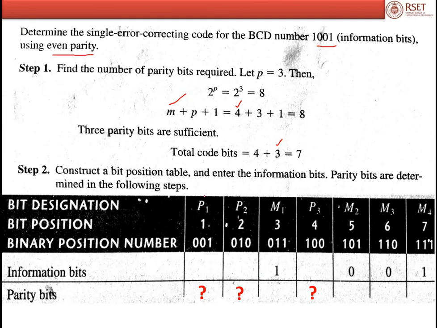So parity bit P1 will check the positions 1, 3, 5 and 7. If you are looking here, you can see that it will have a code group of 1, 0 and 1. The number of ones is even, satisfying the even parity. So your P1 should be 0 in order to make this code group even.